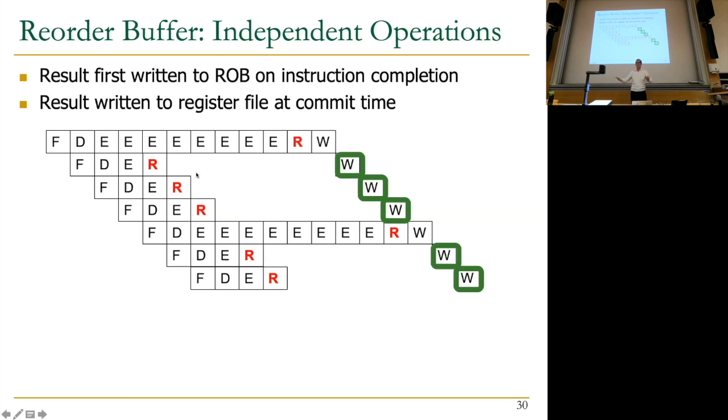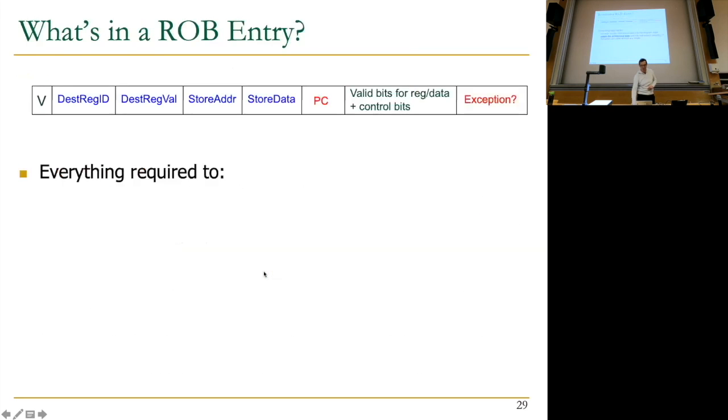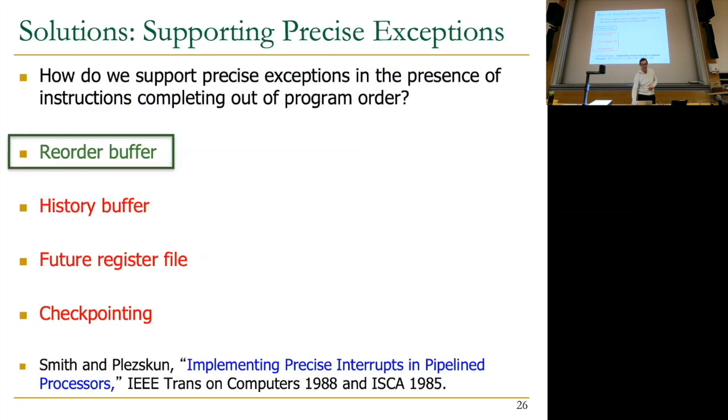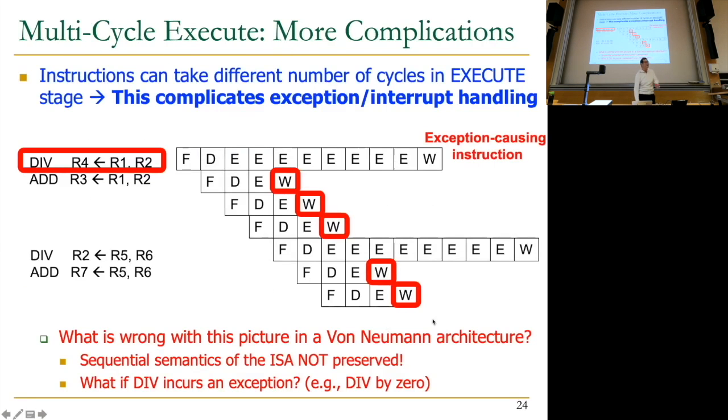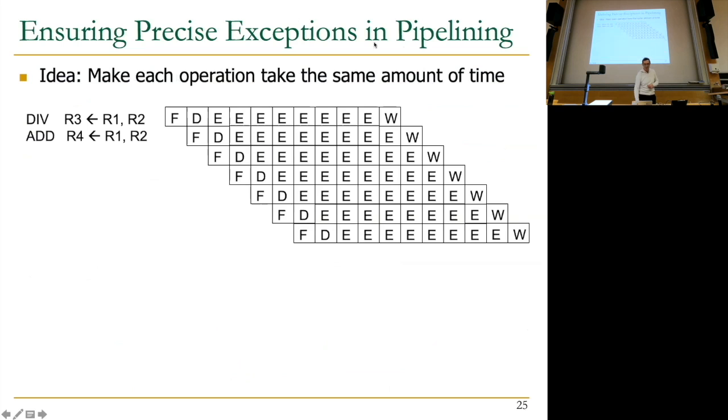Now this picture is beautiful because we have preserved the precise exception semantics, the von Neumann model, but we have not given up finishing the instructions early. Let me go back to this picture where that was not true. Remember? So clearly the first one, this was not true. This violated the semantics. We fixed the problem by making everything worst case. Bad idea.